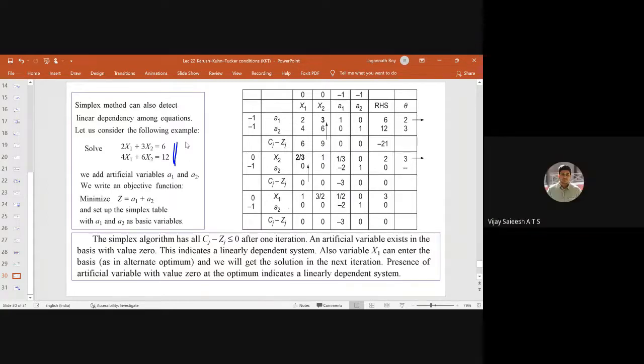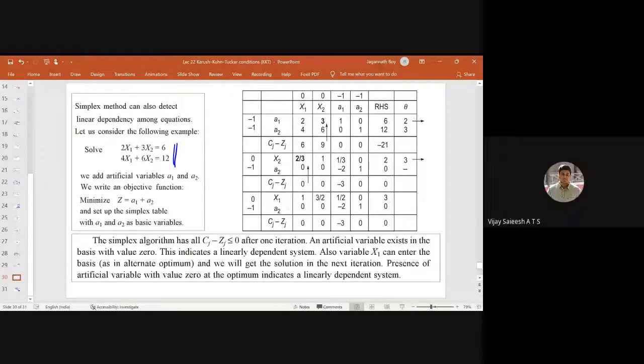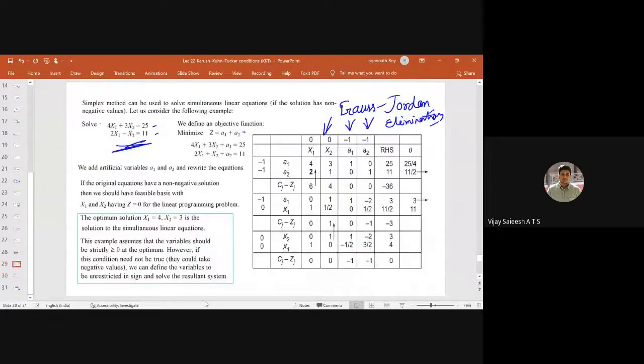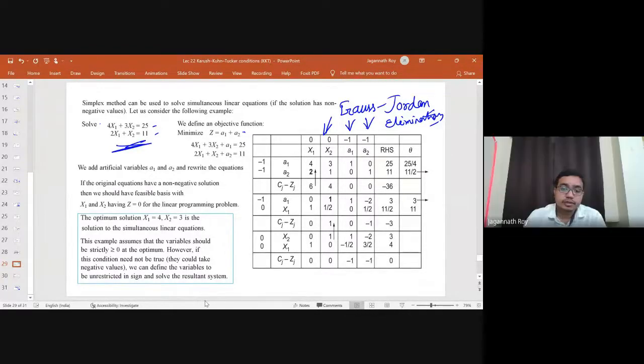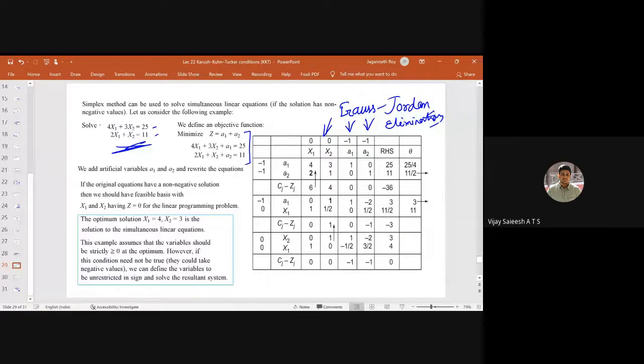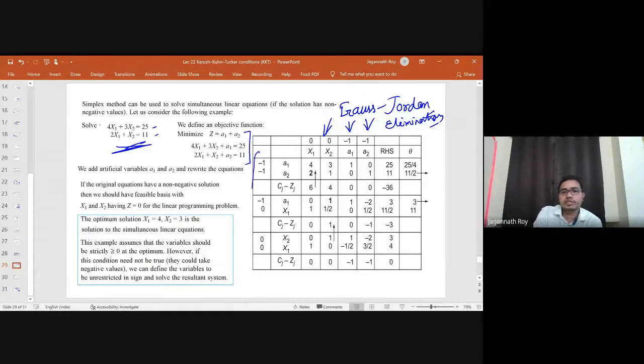We will discuss that in the next class. Sir, can you explain how, by minimizing a1 plus a2, we find the solution to a system of equations? I'm not able to understand how the process works. Yes, like by minimizing z equals a1 plus a2, how are we finding the solution to the system of equations?